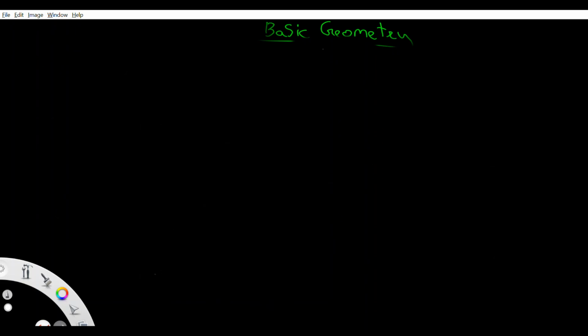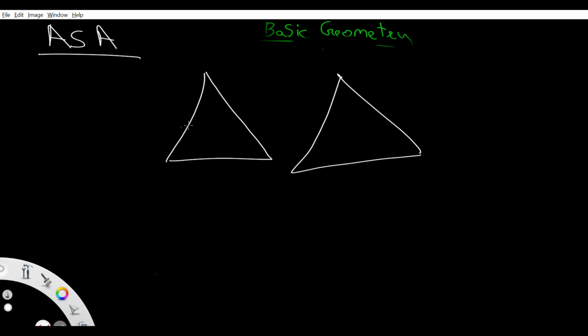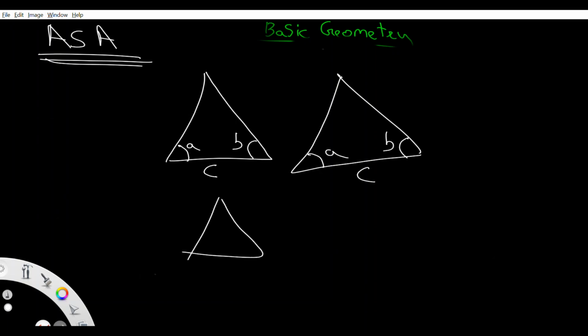Now let's look at the third theorem, angle side angle, which means that if we have two triangles and two angles in it, angle A and angle B, and a line in between those two angles, this one, line C, and we have another triangle with the same things, only then this theorem applies. It cannot be like two angles on one side, this angle and this side. It has to be the side in between them.